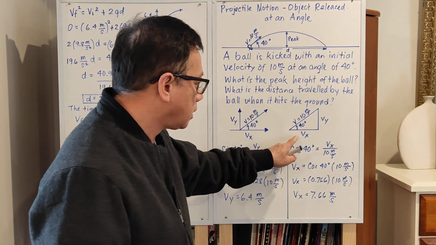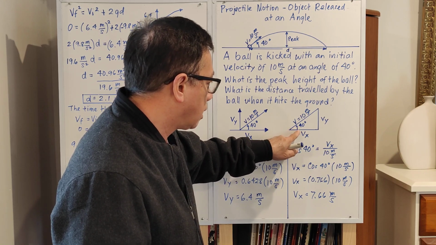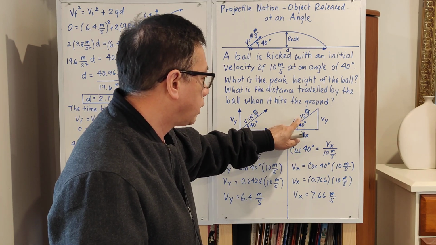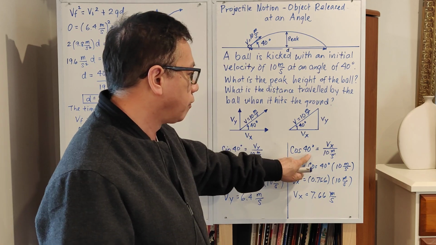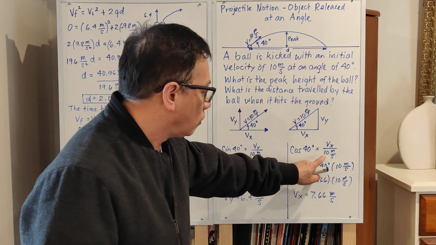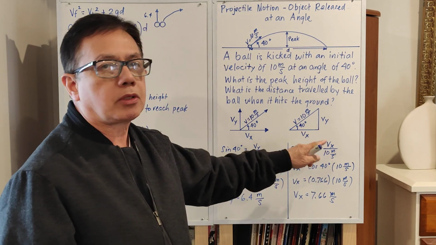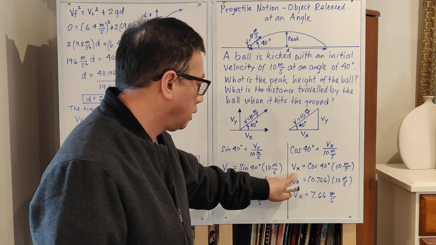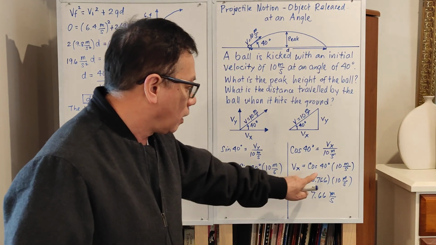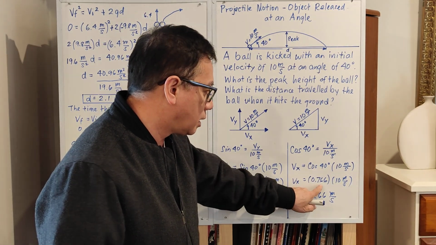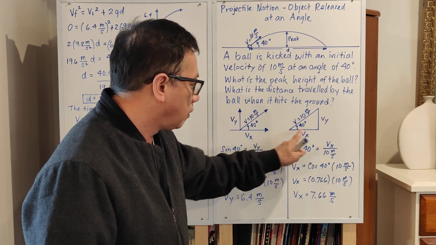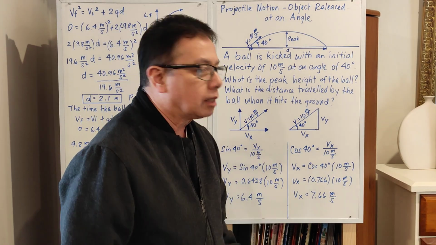To solve for the horizontal component, this is your angle, and this side is adjacent to the angle. So this is the horizontal divided by the hypotenuse, which is cosine 40. So cosine 40 is Vx divided by 10 meters per second. To remove the 10 meters per second, we multiply both sides by 10 meters per second. We have the horizontal component as cosine 40 times 10 meters per second. Cosine 40 is equal to 0.766, times 10 meters per second. So your horizontal velocity is 7.66 meters per second.